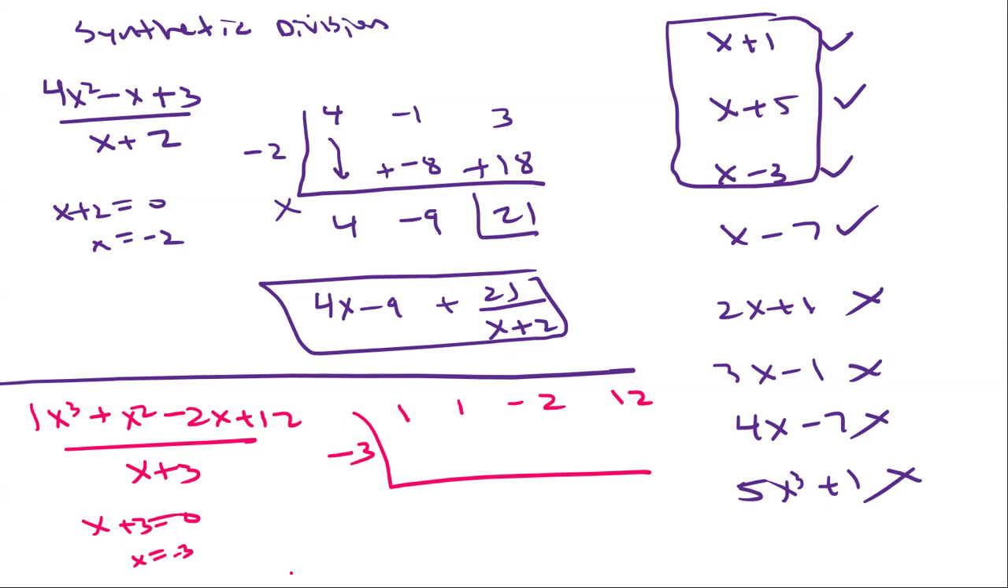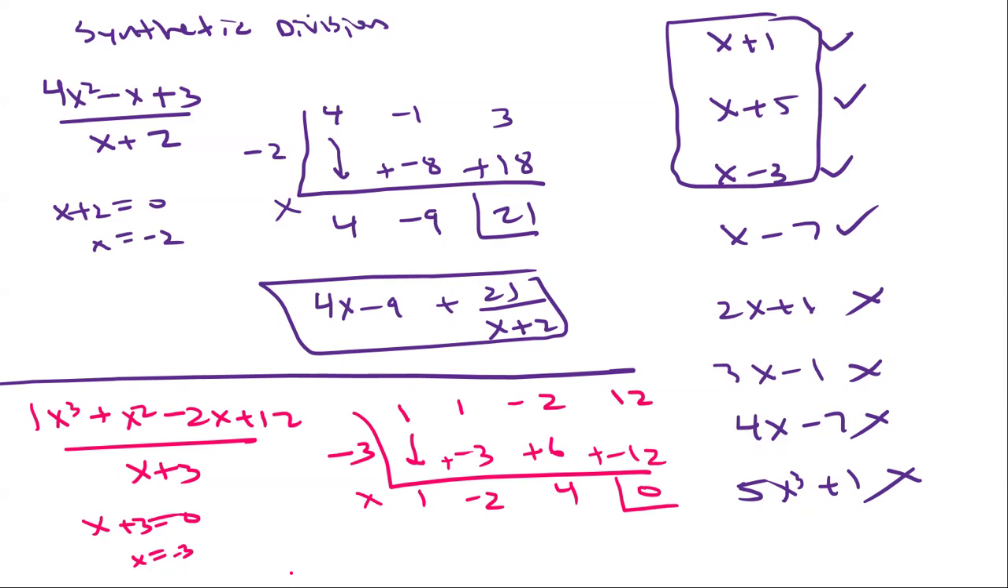Okay. Anyway, so I bring down the 1. That's the first thing, and then I multiply. -3 times 1 is going to be -3. Then I add again. 1 plus -3 is -2. -3 times -2 is a +6. Then I add again. That gives me 4. And -3 times 4 is -12. Then I add again. So 12 plus -12 is giving me 0.